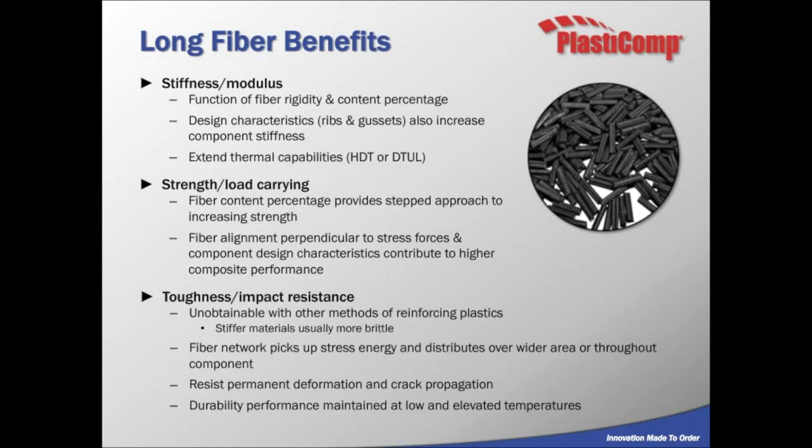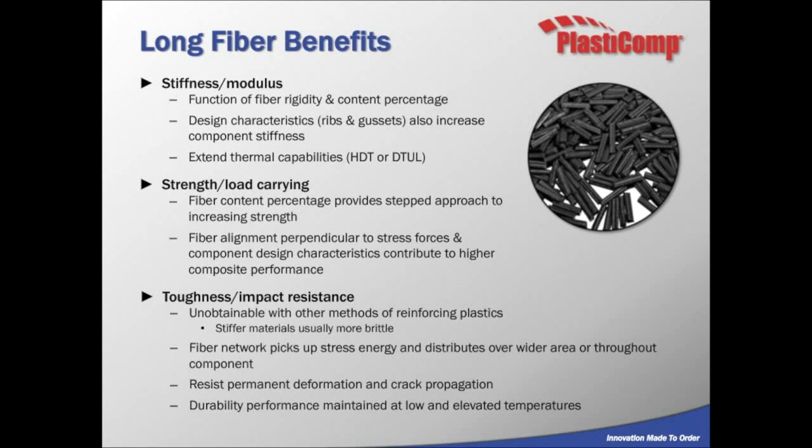Secondly, strength and load carrying. Fiber content percentage provides a stepped approach to increasing strength. So as we increase fiber percentage, we'll see stiffness and strength go up in these materials. And then we can also look at fiber alignment perpendicular to stress forces and component design characteristics to contribute to higher composite performance. And then toughness and impact resistance. This is where long fiber materials really earn their stripes.